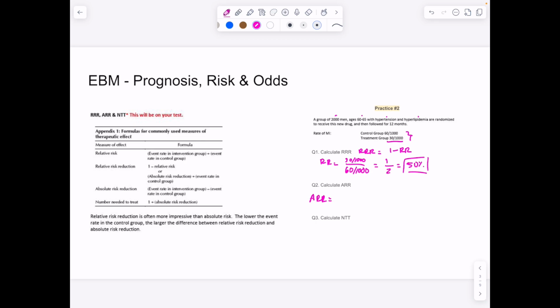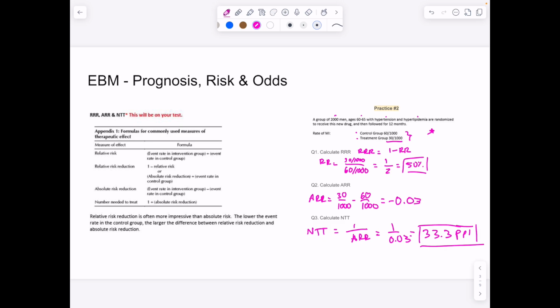And then absolute risk reduction is equal to the event rate in the treatment group minus the event rate in the control group. So it's 30 over 1,000 minus 60 over 1,000, and we get 0.03. And then number needed to treat to have an effect is 1 divided by absolute risk reduction. So 1 divided by 0.03 ends up being 33.3 people. So you need to treat 33.3 people to have one positive effect, which presumably is stopping some sort of heart attack.